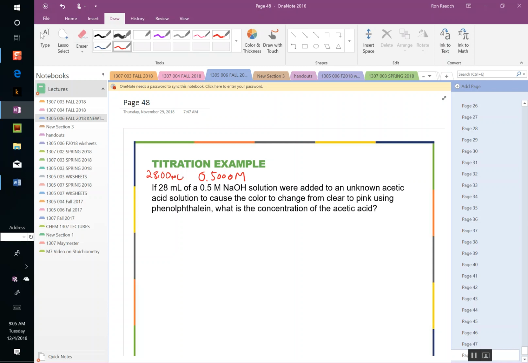If 28 milliliters of a 0.5000 molar sodium hydroxide solution were added to an unknown acetic acid solution, this is a bogus problem. It does not tell you the volume of the acetic acid. It's missing at least one number.